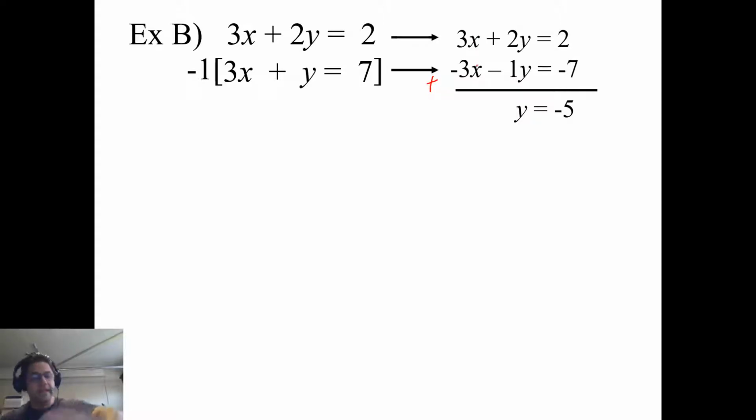3x and -3x eliminates. It's gone. 2y subtract 1y, that's 1y, or just y, is equal to 2 plus -7, which is -5. Excellent. So I got my first half of my answer.